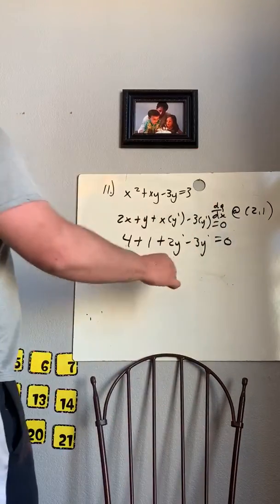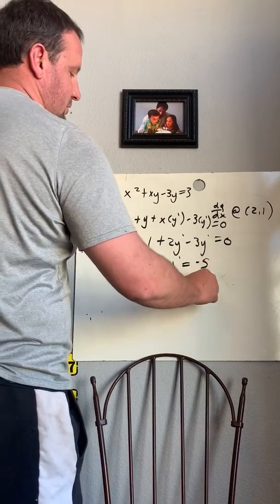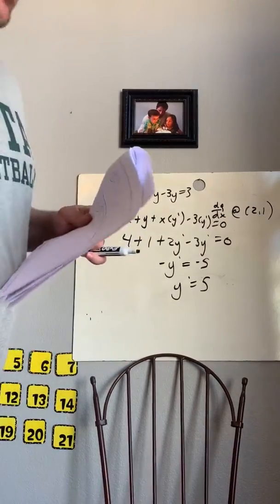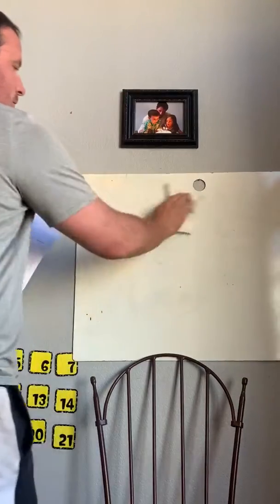This is a 5 to the other side. This is a negative y prime equals negative 5. So y prime must equal 5, which is answer number A, or letter A.